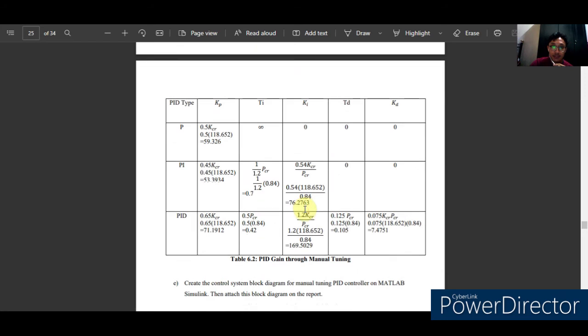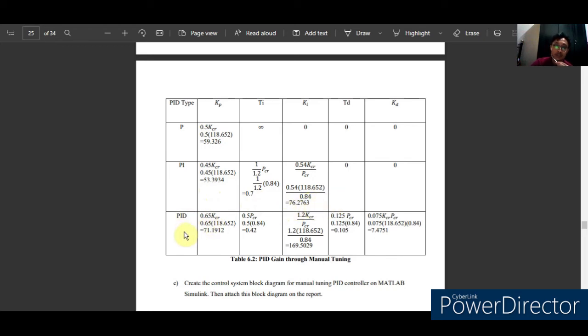So the next one is the table of PID gain through manual tuning. As you can see, based on the P, PI and PID gain that we have from manual tuning, for P, the value of K is 59.326 and TI is infinite. The rest is 0. For PI, we get K 53.3934, TI we get 0.7, KI we get 76.2763, and the rest is 0.